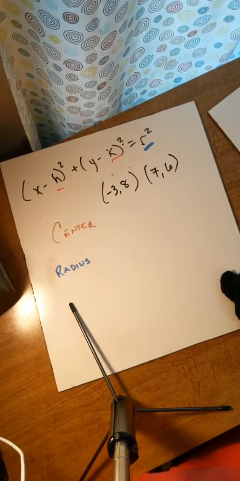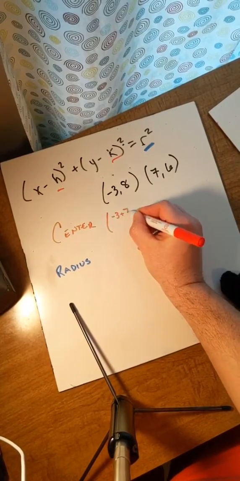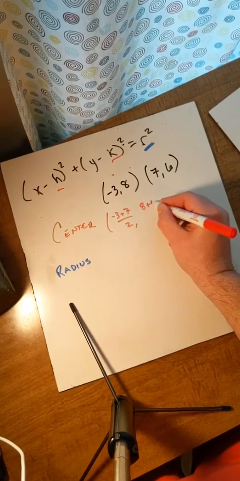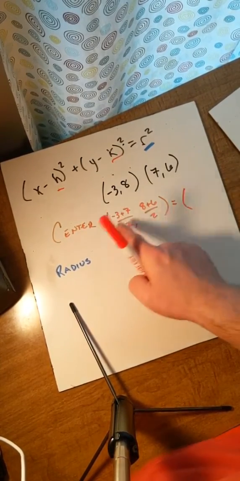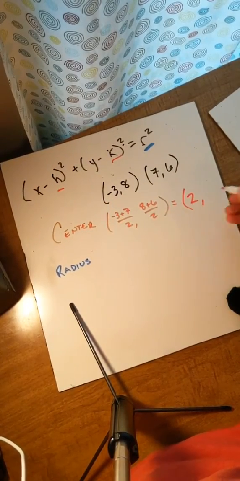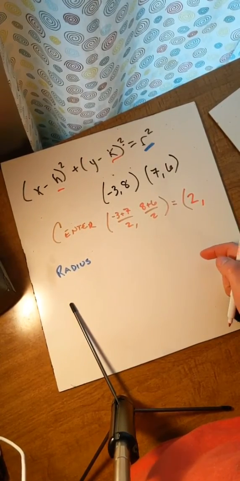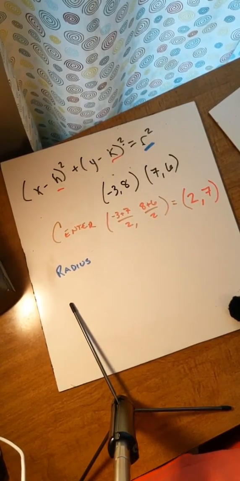Okay, so to find the center, what we need to do is to add up the x's and divide by 2. So -3 plus 7, we'll divide that by 2. 8 plus 6 with the y's, divide that by 2. So the center of the circle is going to be located at -3 plus 7 is 4. 4 divided by 2 is 2. And then 8 plus 6 is 14. 14 divided by 2 is 7. So we got the center is at 2, 7.